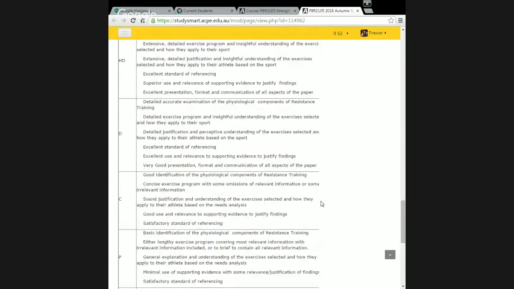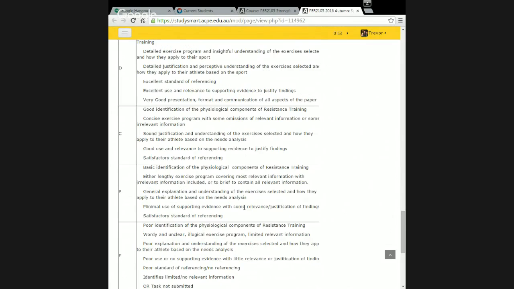We then go up to credit. Yeah, the referencing's good, good use and relevance of the evidence. Yeah, you get into some solid justification. Yeah, it's a good program and you've really looked at the physiological components. Credit, then we go up to D for distinction and we tick. Now, if we only get up at, it's really just a general explanation, maybe.